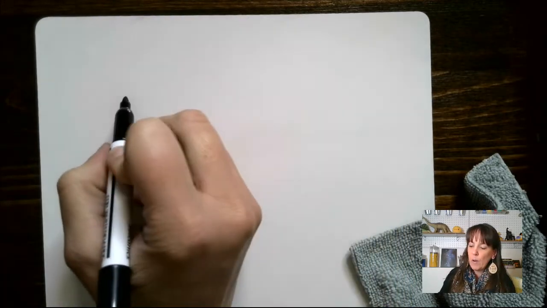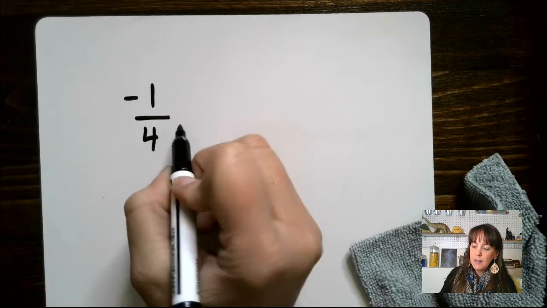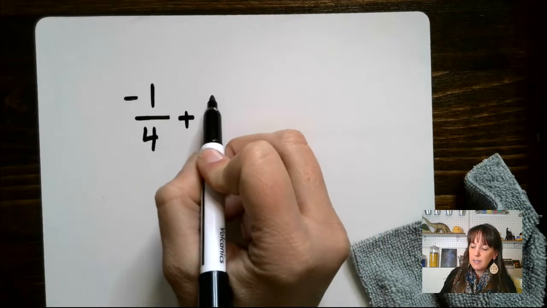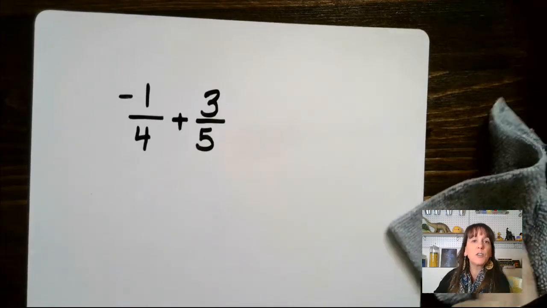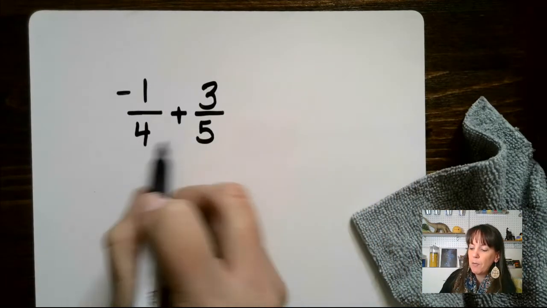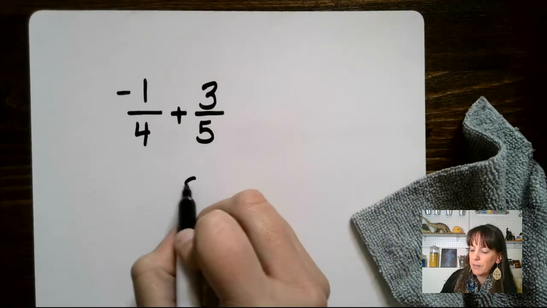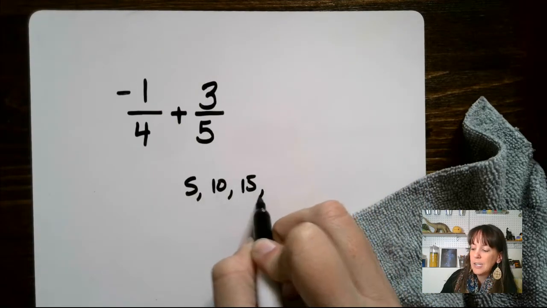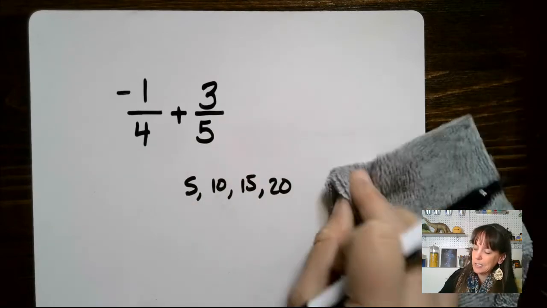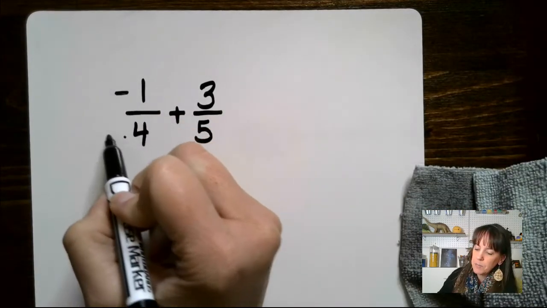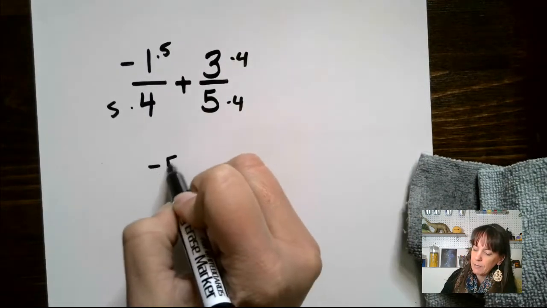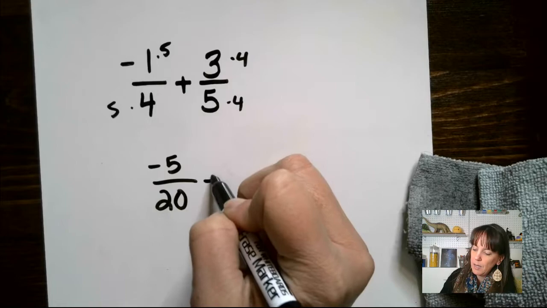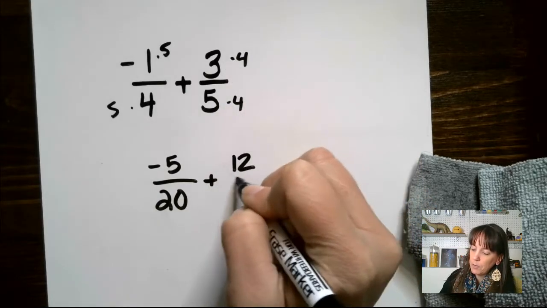If we have negative 1/4 plus 3/5. Okay, so let's first come up with our common denominator here. 4 and 5, our common denominator is going to be 5, 10, 15, 20. 4 goes into 20. So we are going to be multiplying this time. Multiply this by 5, this by 5, this by 4, this by 4. We get negative 5 over 20 plus 12 over 20.